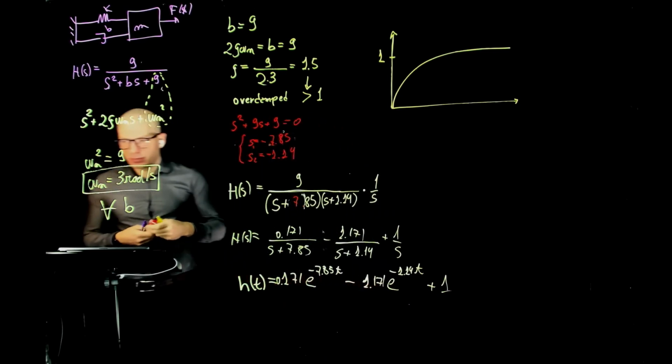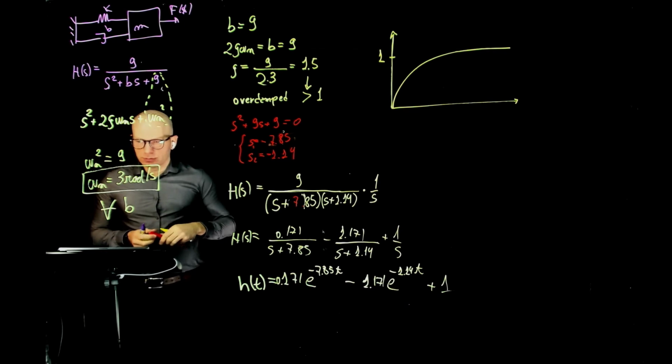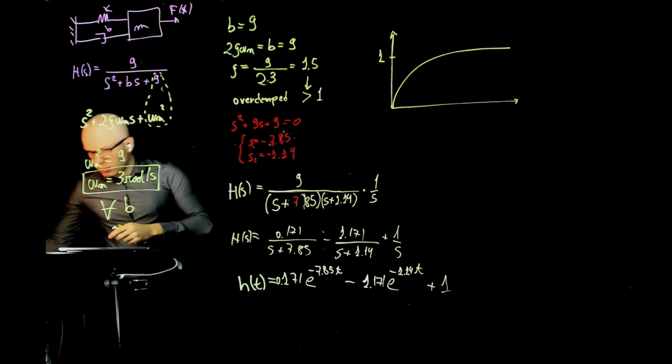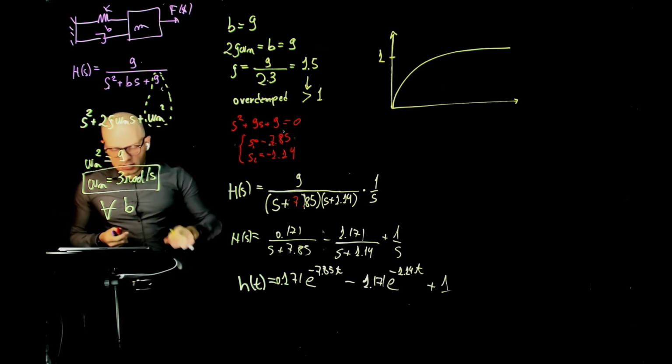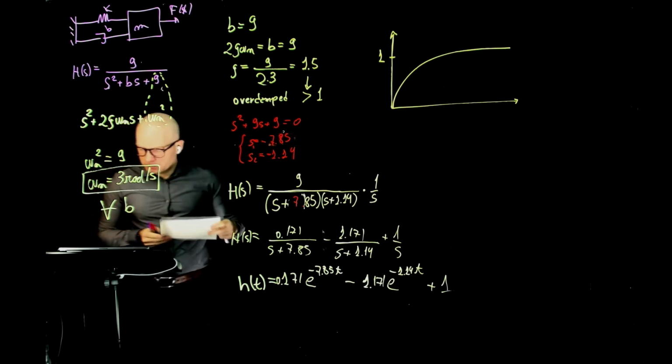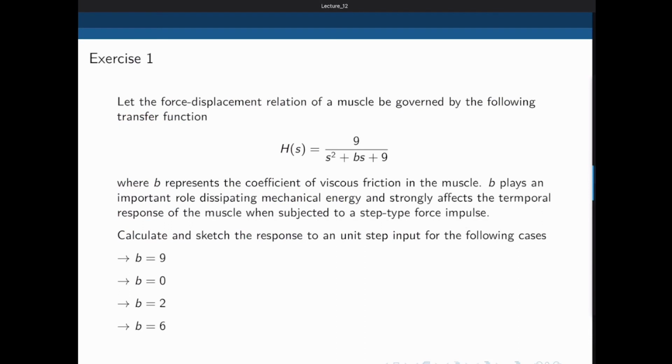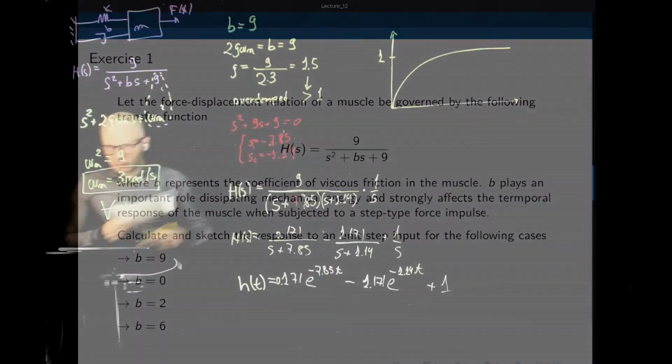Any questions? Professor, sorry, I forgot why here it is multiplied by the 1 over s. Because we are evaluating the step response of the system. Oh, okay. If you look at the question here, the last line says calculate and sketch the response to a unit step input for the following cases. Oh, okay, got it. Thank you.